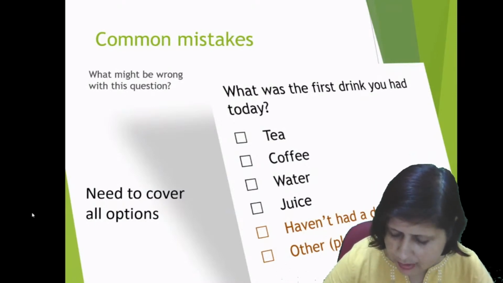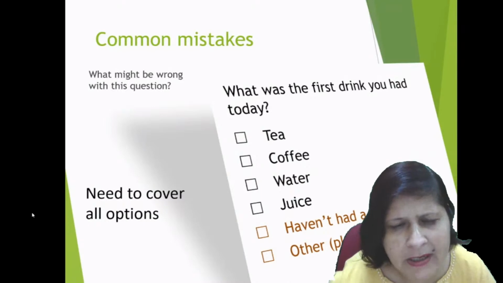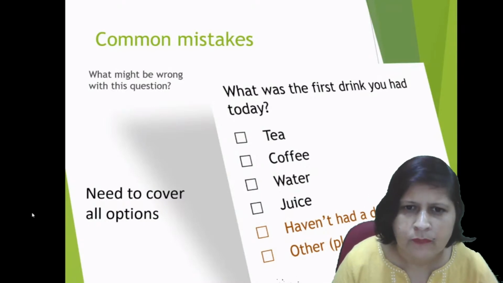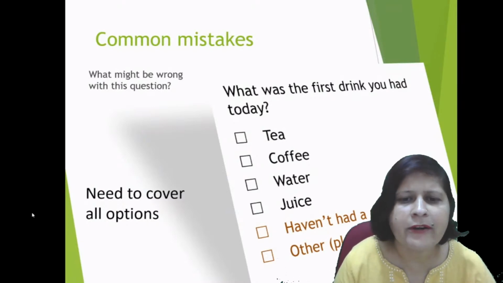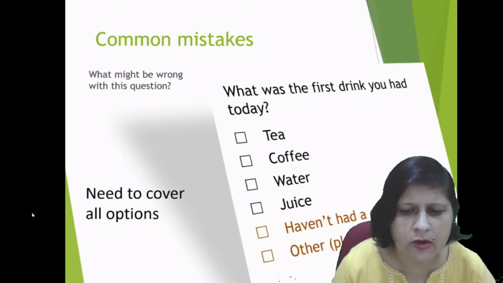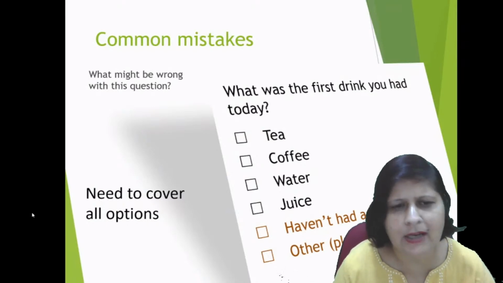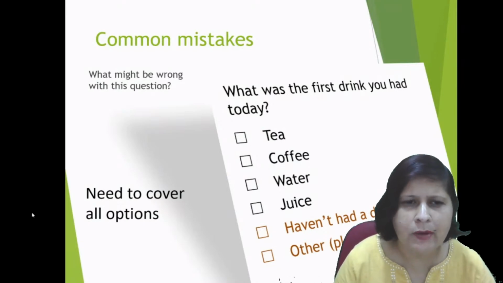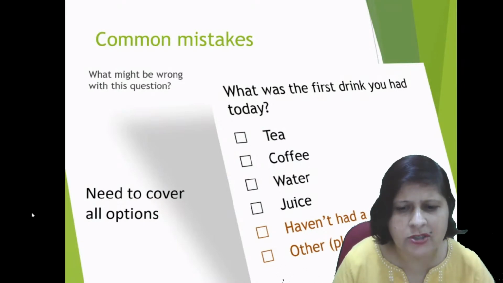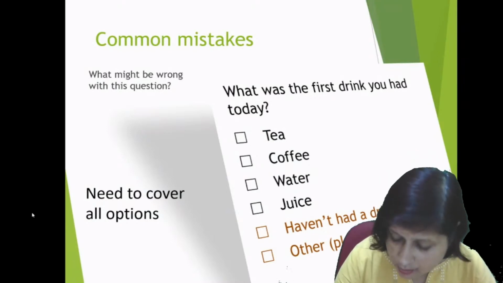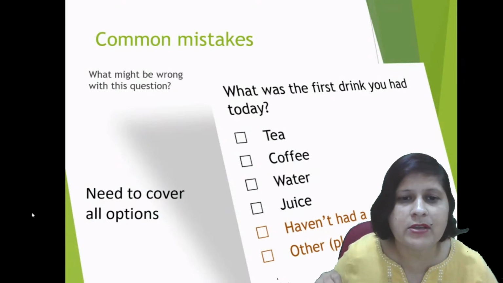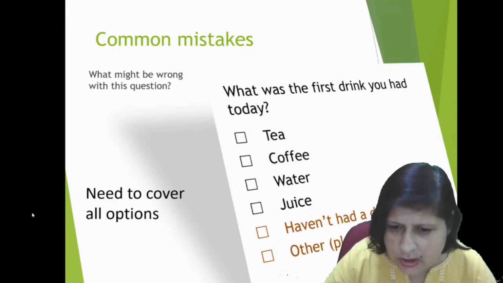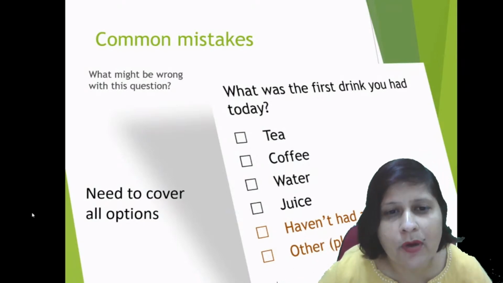Either it should be an open type of question. What was the first drink you had today? Leave it and let the respondent write what he had, whether it's tea, coffee, juice, lime water, or anything else. If you are making it a closed type of question, that is tea, coffee, water, juice, then you should cover all the drinks which one could take. So it should cover all the options.